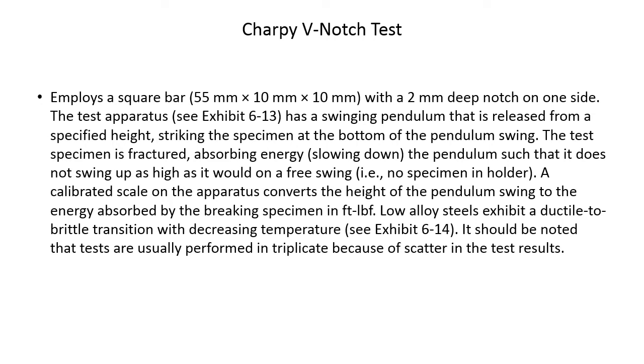A calibrated scale on the apparatus converts the height of the pendulum swing to the energy absorbed by the breaking specimen in foot-pounds. Low alloy steels exhibit a ductile to brittle transition with decreasing temperature. It should be noted that tests are usually performed in triplicate because of the scatter in the test results.